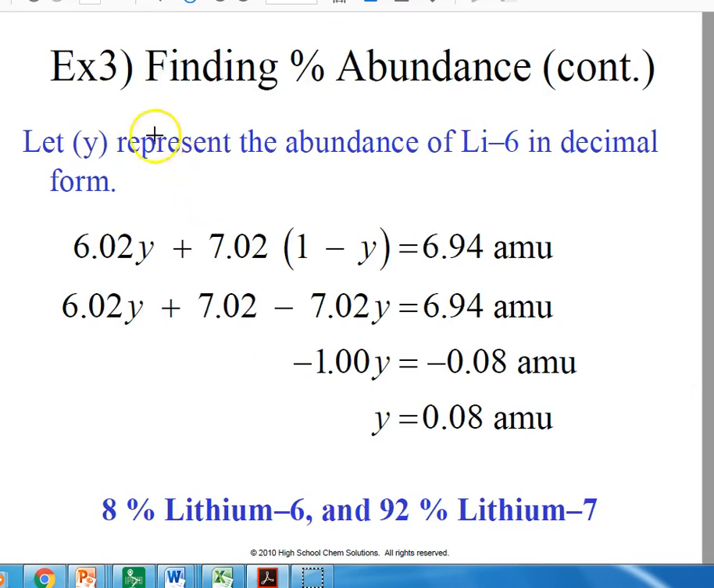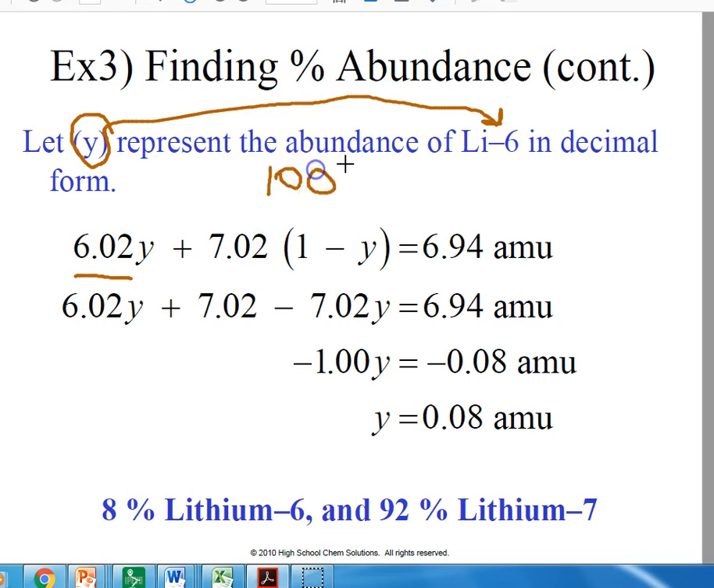You want to let Y represent the abundance of one of your isotopes. For this example, we're going to let Y represent the abundance of our lithium-6. So we take the mass of our lithium-6 and multiply it by its abundance, Y. And then we add that to the mass of our lithium-7 multiplied by its abundance. However, we know the abundances of 6 and 7 have to add up to 100%, right? And 100% in decimal form is 1.